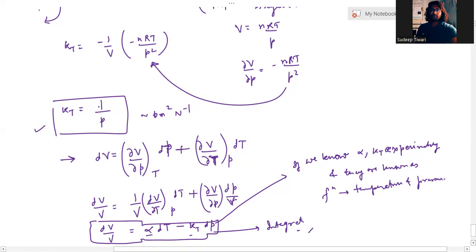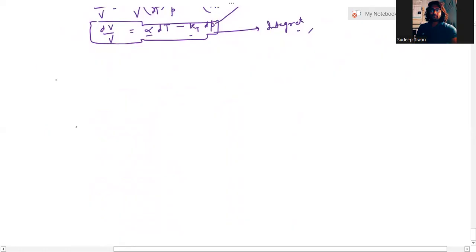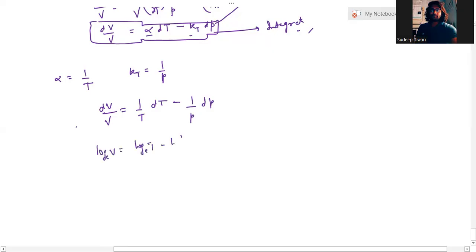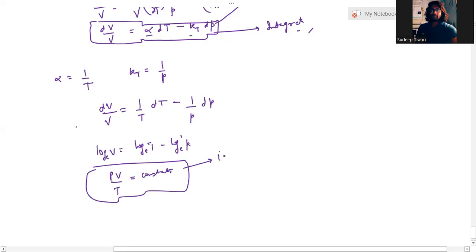Okay, so for example, if somebody finds out that my expansivity happens to be a function of temperature, and let's say it's very simple, 1 upon T, and somebody finds out that my kappa T is a function of pressure and it's simply 1 upon P, then one can clearly see that the equation of state will be given by dV upon V is 1 upon T dT and minus 1 upon P dP. And this is how we can integrate. We'll get log of V equals log of T minus log of P. So from here it is quite evident that PV upon T is equal to constant, which is again an ideal gas equation only. So I can obtain an ideal gas equation.